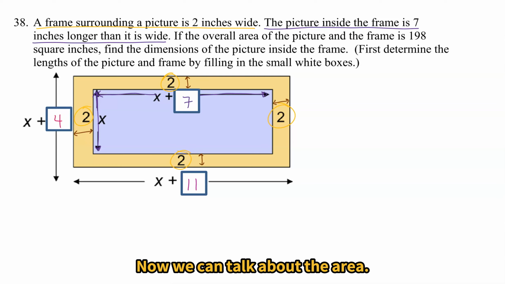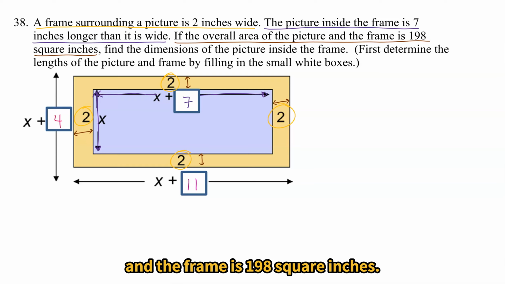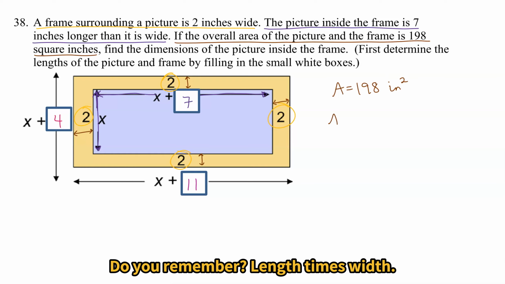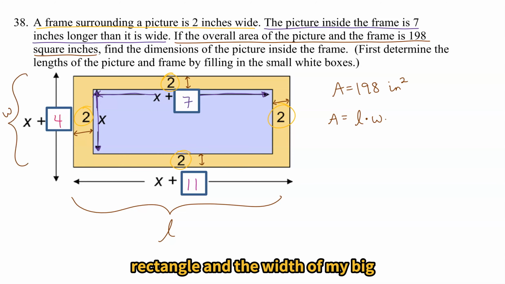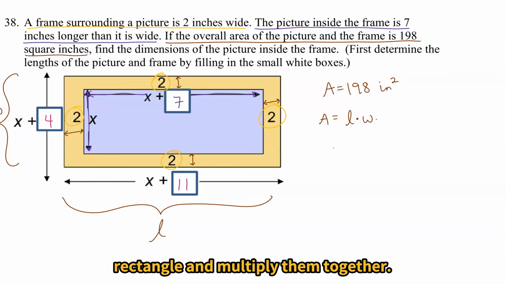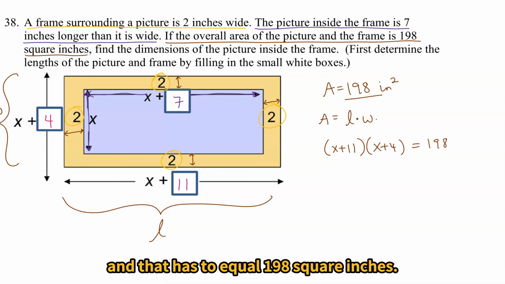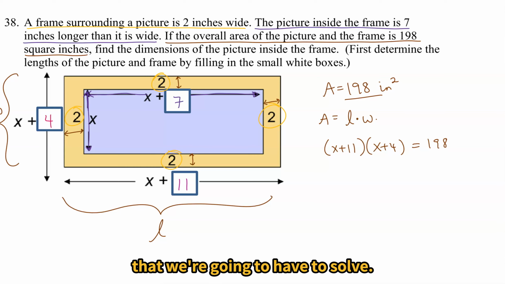Now we can talk about the area. The overall area of the picture and the frame is 198 square inches. How do I find the area of a rectangle? Do you remember? Length times width. So we're going to take the length of my big rectangle and the width of my big rectangle and multiply them together. Length, x plus 11, times width, x plus 4, and that has to equal 198 square inches. This sets up our polynomial equation that we're going to have to solve.